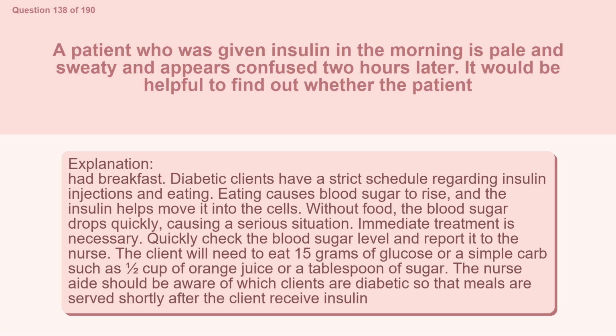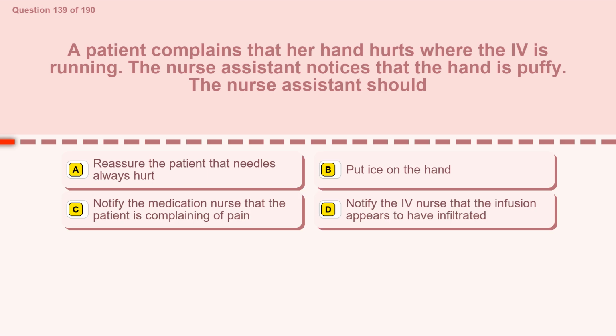The nurse aide should be aware of which clients are diabetic so that meals are served shortly after the client receives insulin. Question 139. A patient complains that her hand hurts where the IV is running. The nurse assistant notices that the hand is puffy. The nurse assistant should: Option A, reassure the patient that needles always hurt.